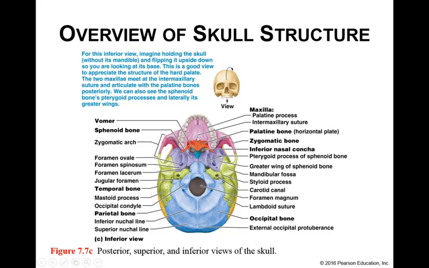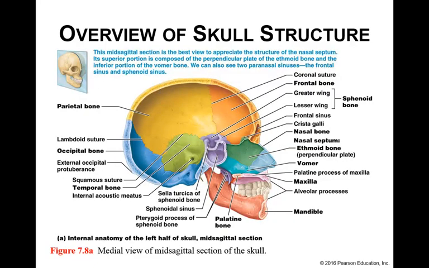You can see the palatine really nicely here in that horizontal plate. You can see the inferior nasal concha there. You can also see the two maxilla. So this is a nice view of the inferior. You have to hold the skull basically upside down if you want to look at this particular view of the skull, which I do recommend doing.